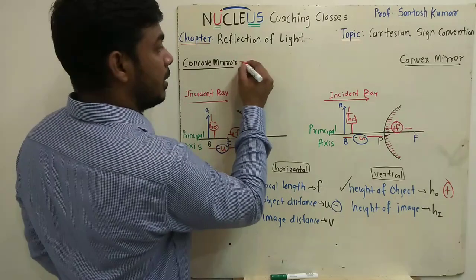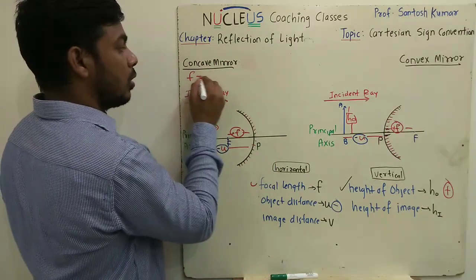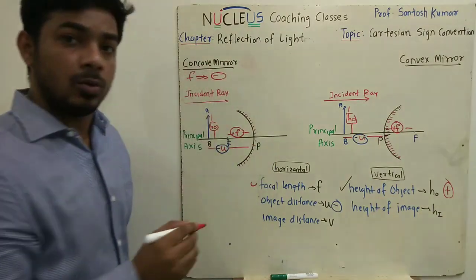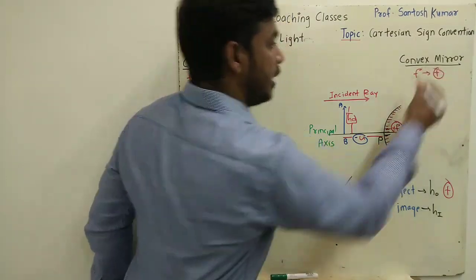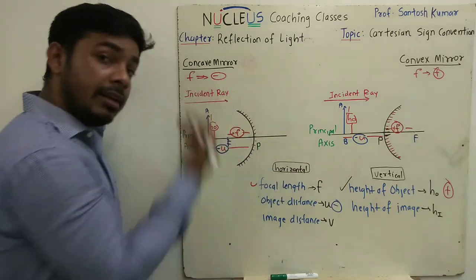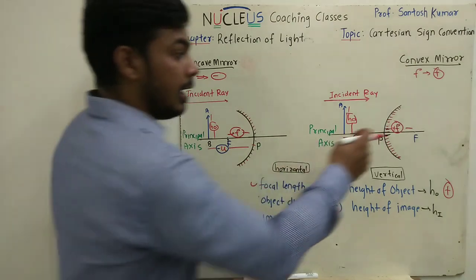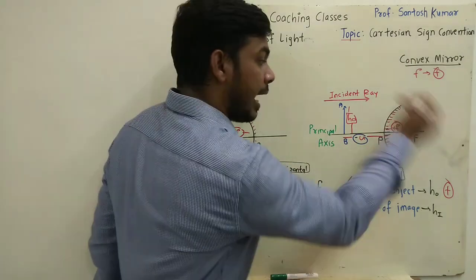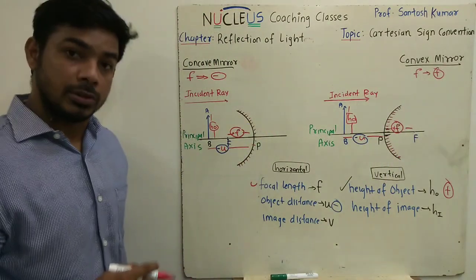So for a concave mirror, the focal length is taken as negative, and for a convex mirror, the focal length is taken as positive. The reason is simple: this distance lies to the left-hand side of the pole in the case of a concave mirror, so f is negative, and the focal length lies to the right-hand side of the pole in the case of a convex mirror, and hence is taken as positive.